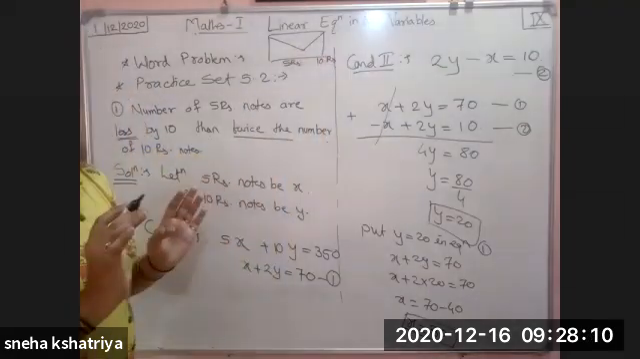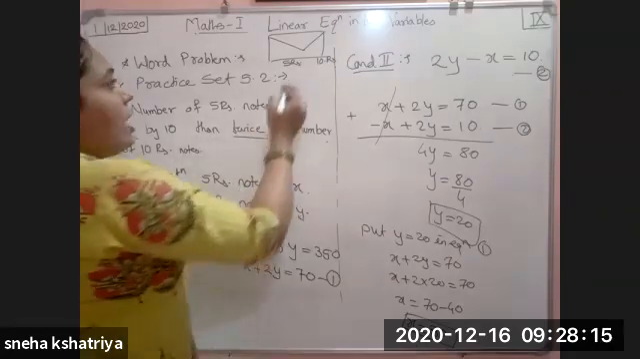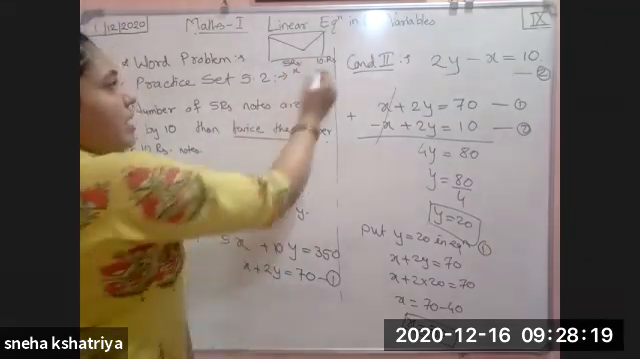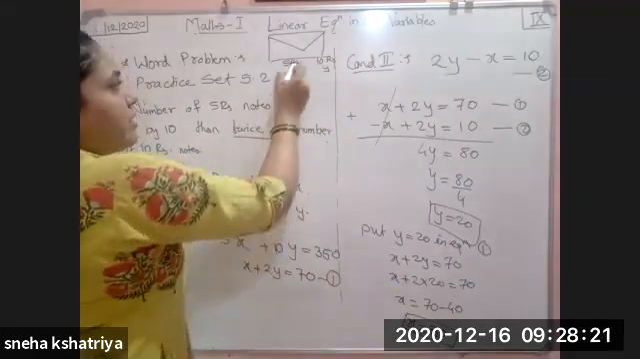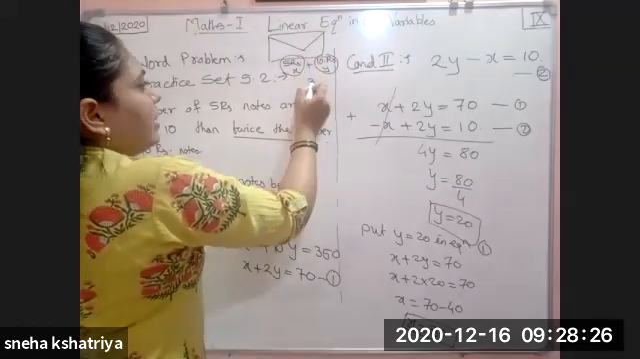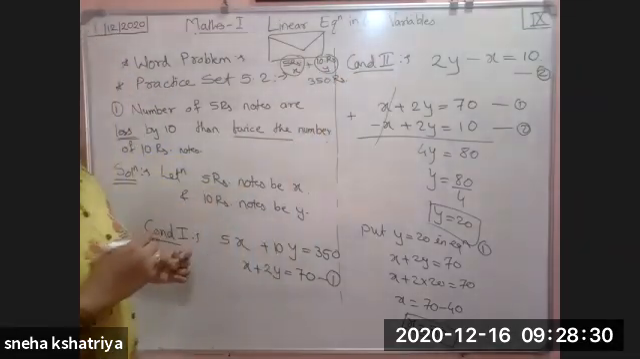How many notes are there? We don't know. We have to find out how many notes there are. They were saying there are some x notes of 5 rupees and some y notes of 10 rupees. If we multiply these two and add them, how many rupees will it become? It will become 350 rupees.